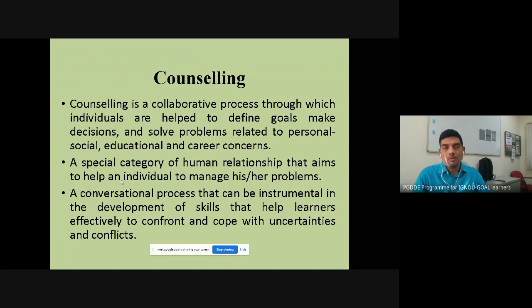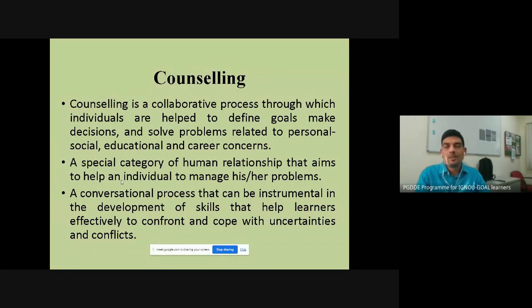What exactly is counseling? When we are helped by someone to define our goals, when we are in a dilemma, when we are not able to decide upon something, or when we are not able to perform a particular task with the existing solutions and existing options, or if we don't have certain information, or if we don't have the proper guidance to do something, then definitely we seek counseling, or we seek some kind of support.